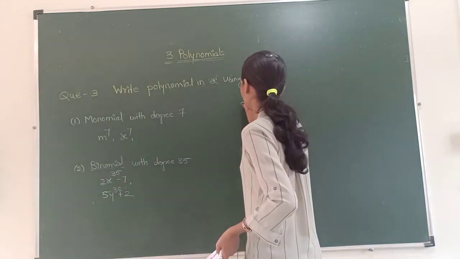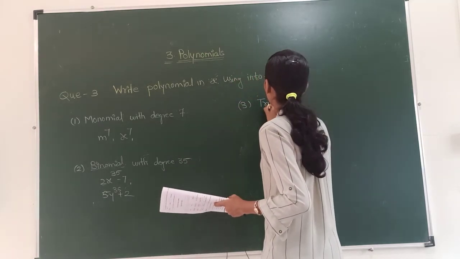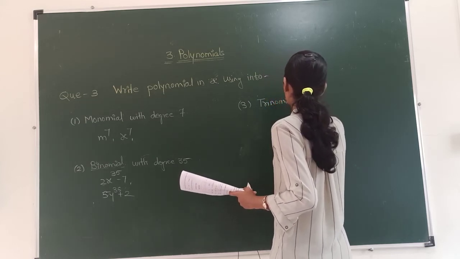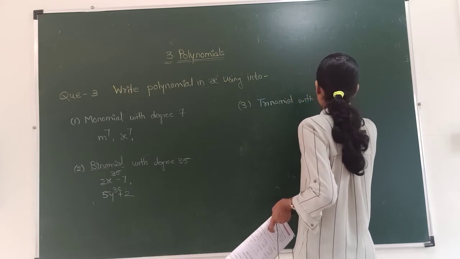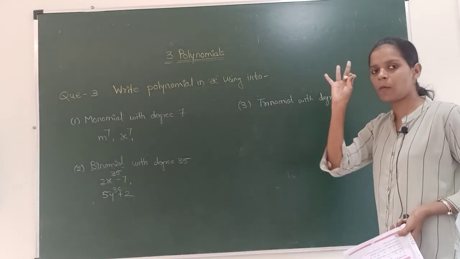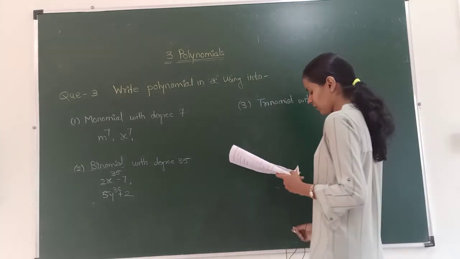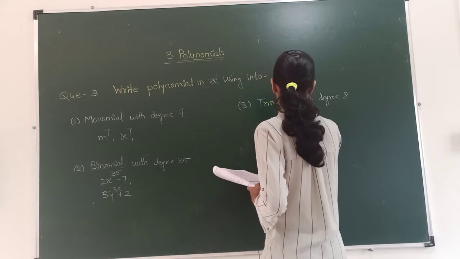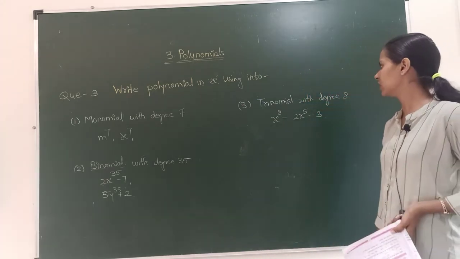Now the third question from this, trinomial with degree 8. Trinomial means what? Having three terms in the polynomial. So we have to write three terms and degree is 8. So we will write this x raised to 8 minus 2x raised to 5 minus 3. This is how you can write the trinomial with degree 8.